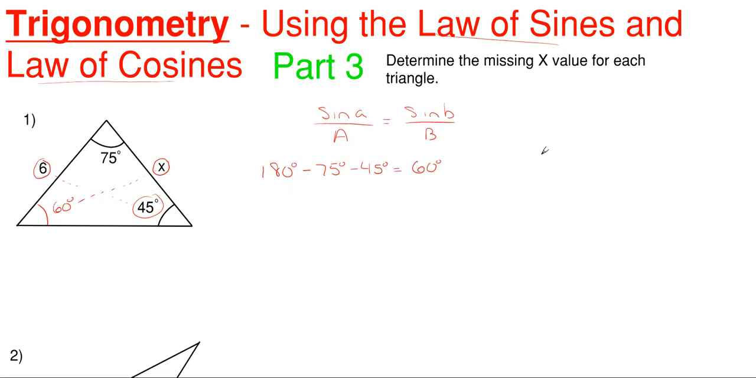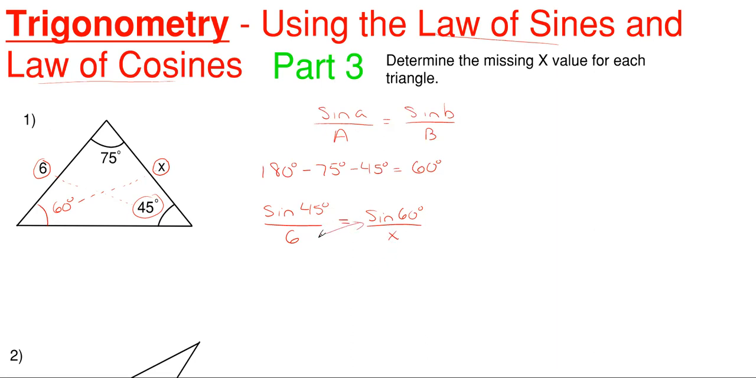So filling it in, let's go with sine of little angle A. We'll just call that 45 degrees. And it doesn't matter which one you call A or B, just as long as you stay consistent with what's opposite that value. So what's opposite my angle 45 is the 6, so that would be my side large A, is equal to the sine of 60 degrees divided by the side that is opposite, which is my unknown x.